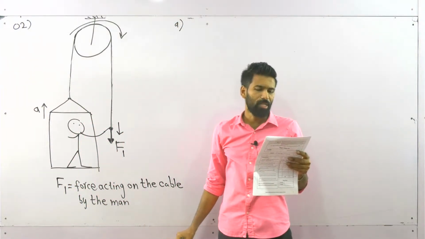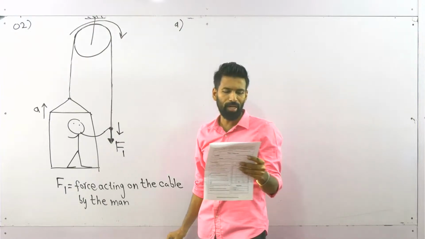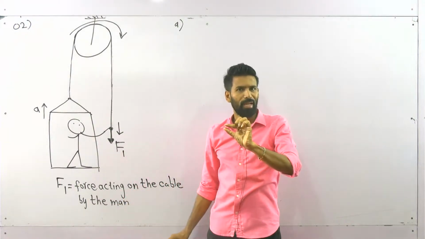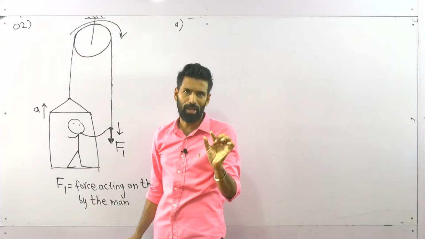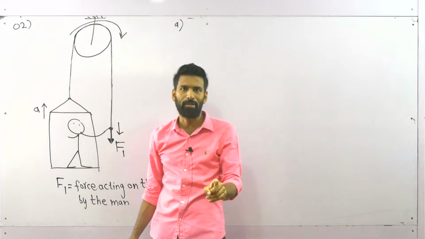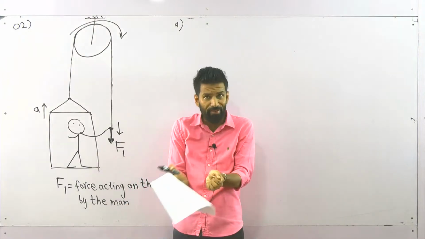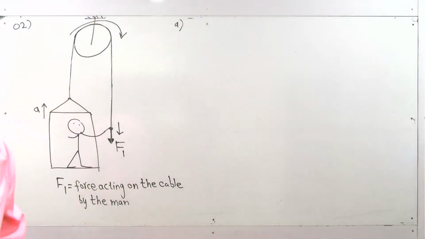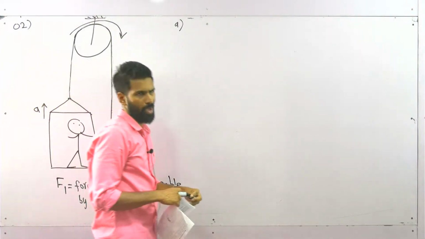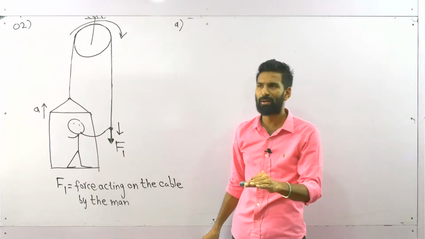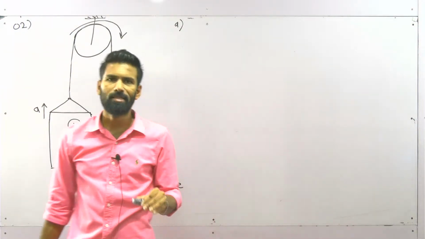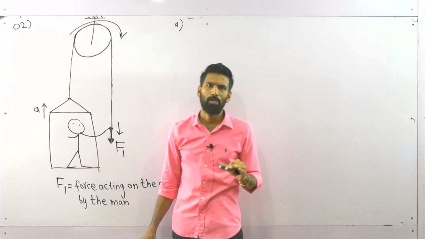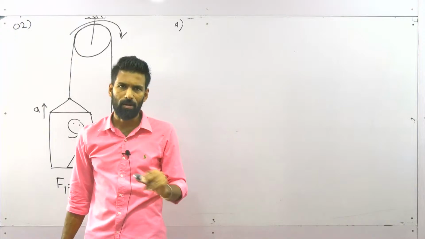State the conditions required by the cable and the pulley to maintain the same tension through a cable. Okay, that's the theory part. To maintain the same tension throughout a cable, the cable should be light, massless, inextensible. So let's write it. The cable should be massless and inextensible.